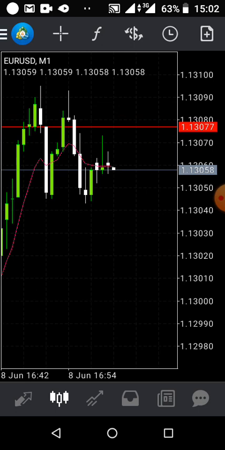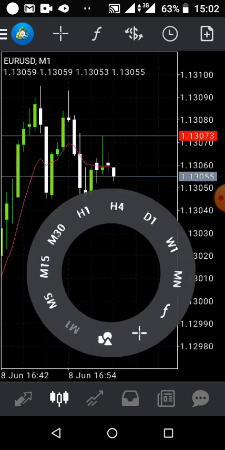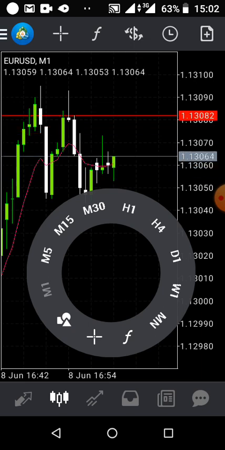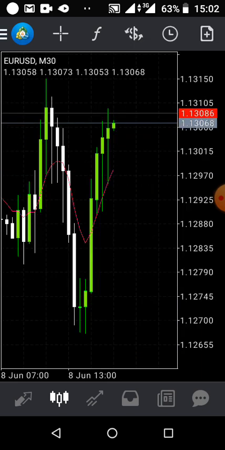All right. Now, apart from using this symbol that looks like a clock, if you also tap on your screen and you see this big round thing coming out, it also carries these time frames and a few other things. So from here, we can also change the time frame. Now we are on the 30 minutes time frame. Okay, that's the 30 minutes time frame. So that is it about time frame.